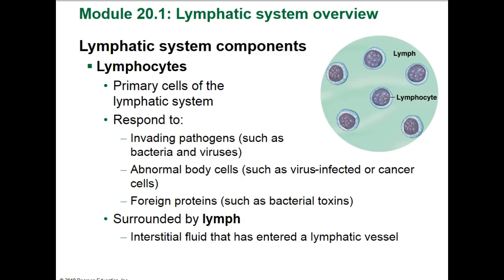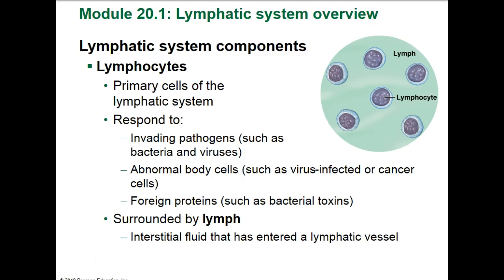So let's look at some of the cells that are a part of the lymphatic system. So first of all, we talked about leukocytes and erythrocytes as being types of blood cells. Erythrocytes are the red blood cells. Leukocytes are white blood cells. And as far as types of white blood cells now, we're going to start with lymphocytes. They're considered the primary cells of the lymphatic system. They respond to the invading pathogens, like bacteria and viruses. And the word pathogens means disease-causing.